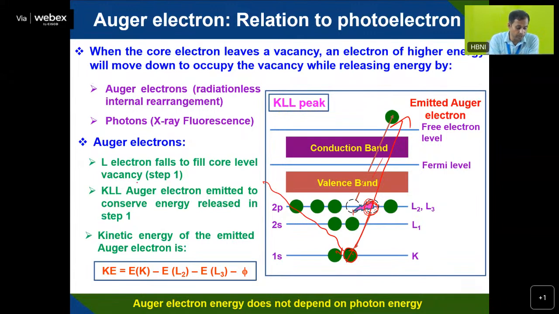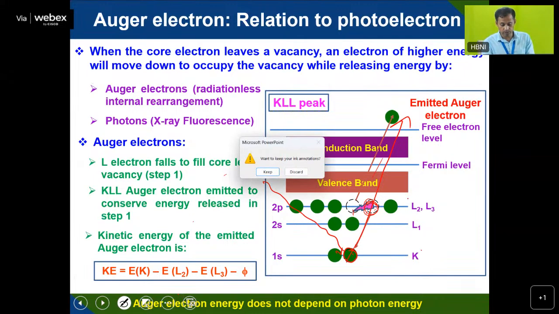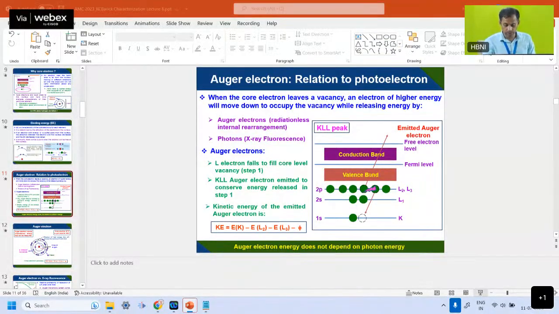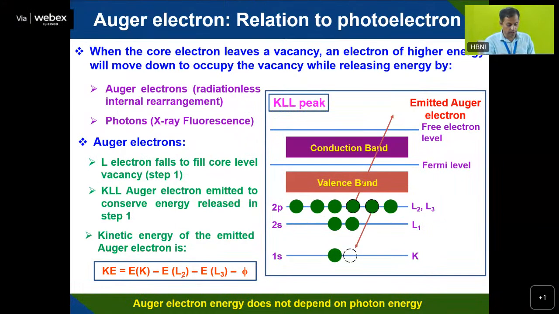So in Auger electron spectroscopy, how will you define it? An L electron falls to fill the core level vacancy in step 1. You can see here KLL: the Auger electron is emitted by the energy released in step 1. Here you can see the K shell, L1 shell, L2 shell. So the kinetic energy equals EK minus EL2, that is, the energy of L2 minus the energy of L3 minus the work function, which gives the kinetic energy.